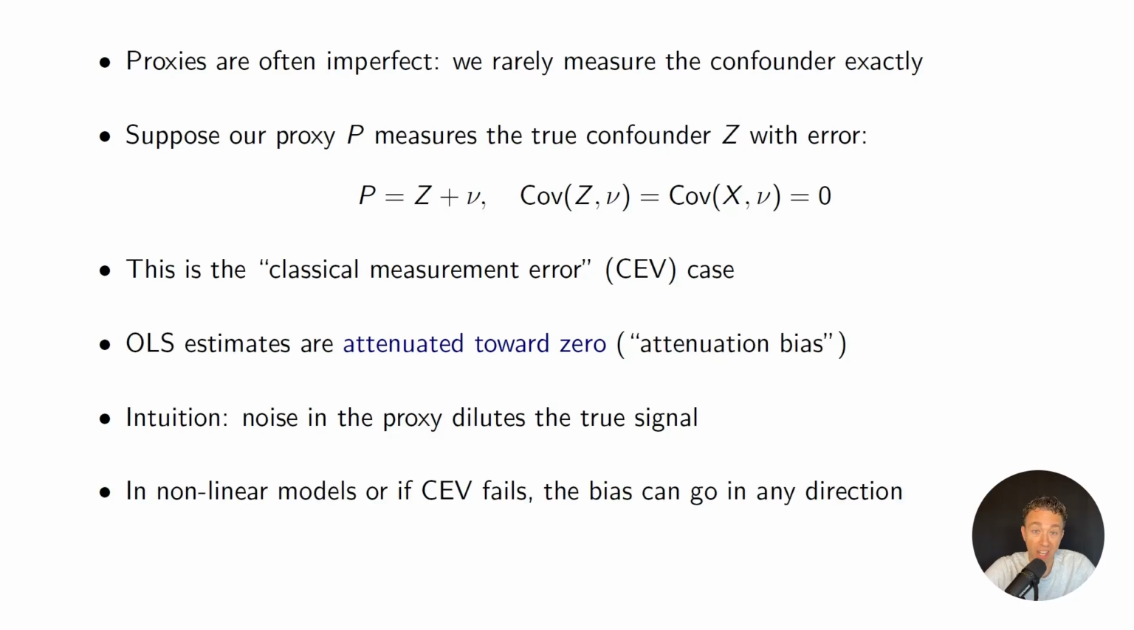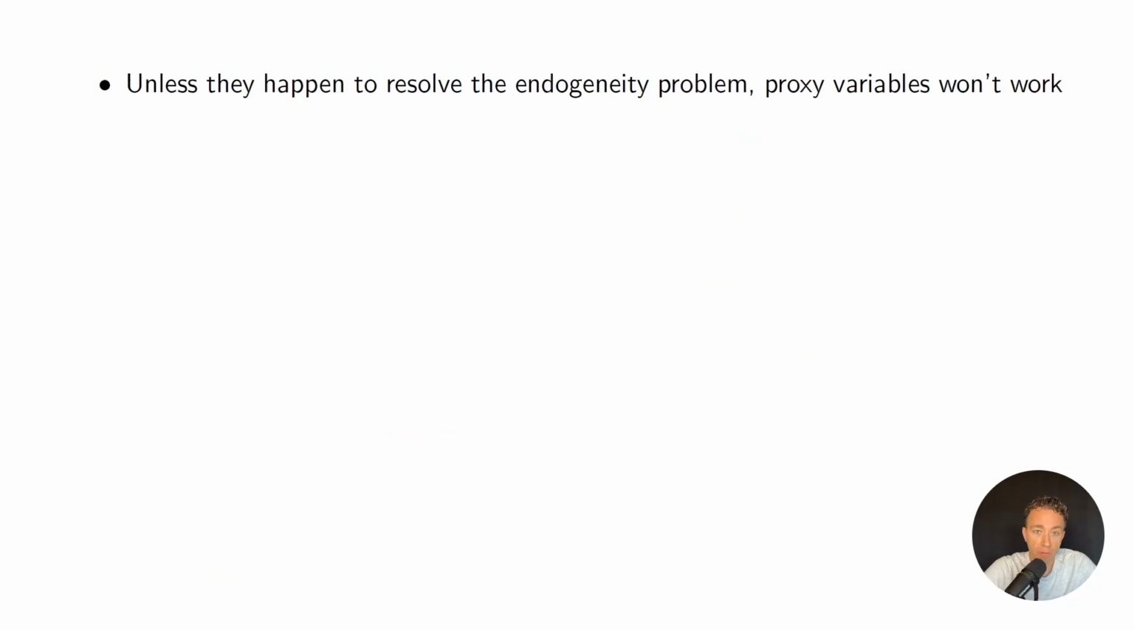So how does this work in a nonlinear model? Or if this CEV assumption fails, so that there's some other type of error in the measurement? Well, in that case, there's not really a tried and true rule on how the bias would go. We would call this non-classical measurement error, which basically can be any type of measurement error that's not this ideal CEV measurement error.